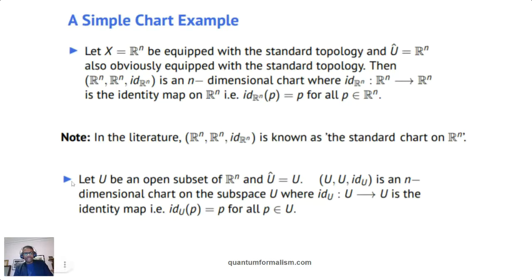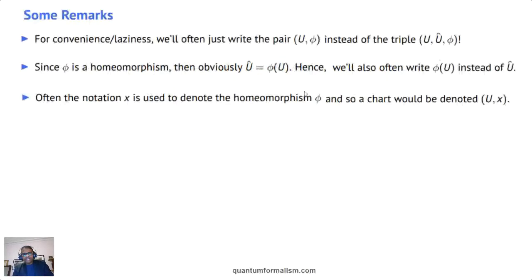And likewise, if you have an open subset of Rn, and you make U hat equal to U itself, then I claim that this is also an n-dimensional chart. In fact, in a few slides, you will see a generalization of this, that when you have an open set of a manifold, that can yield an n-dimensional manifold, similar to the parent manifold. You'll see what I mean. Okay, I hope you're still with me.